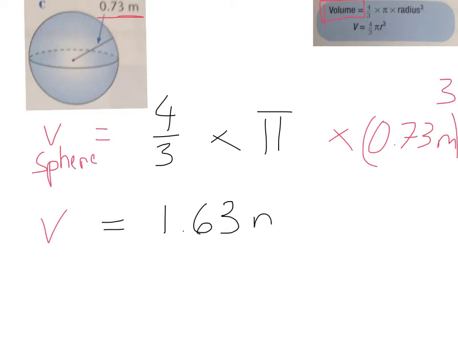And remember, it's going to be cubic meters, so meters to the power of 3, because in this case we're going to cube 0.73, that's going to be to the power of 3. But we also have to cube the meters, that's also going to be to the power of 3. So the volume of this sphere in this question is 1.63 cubic meters.